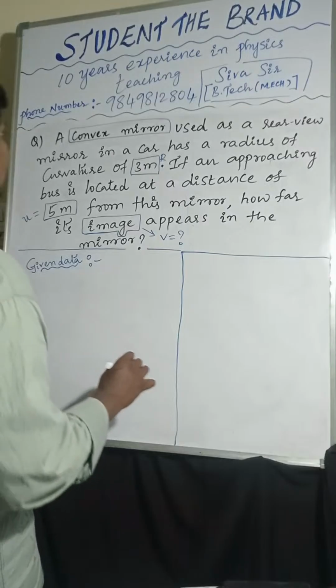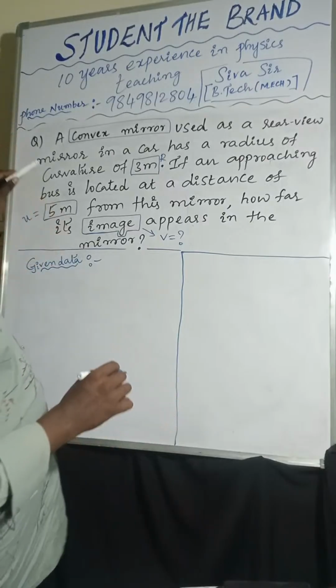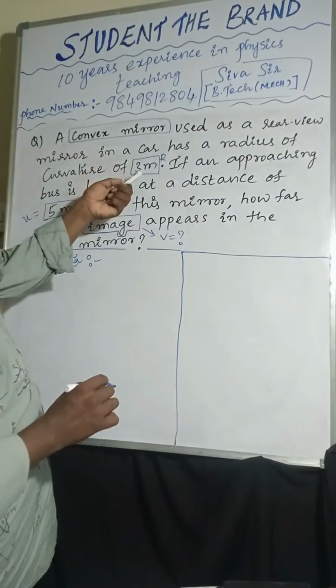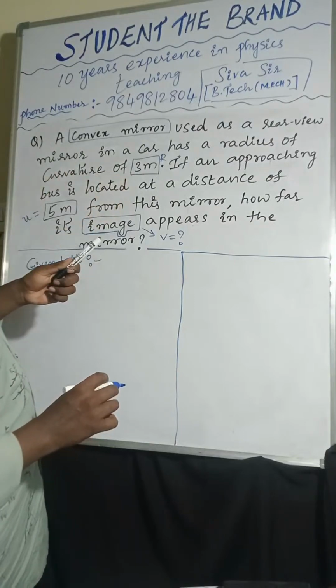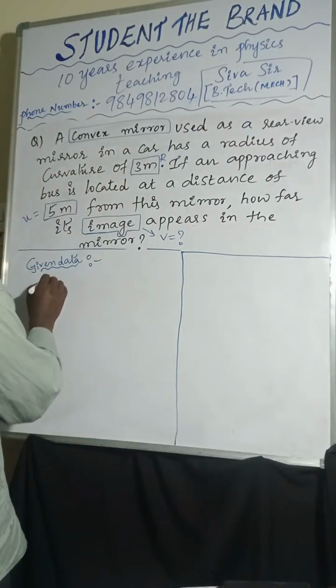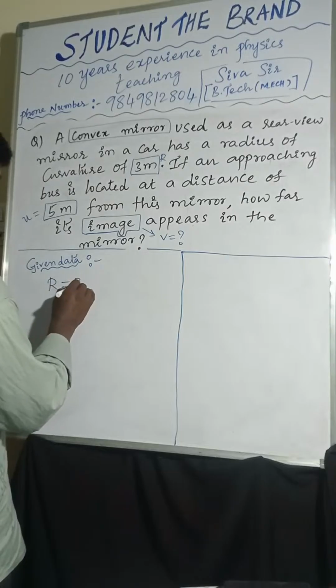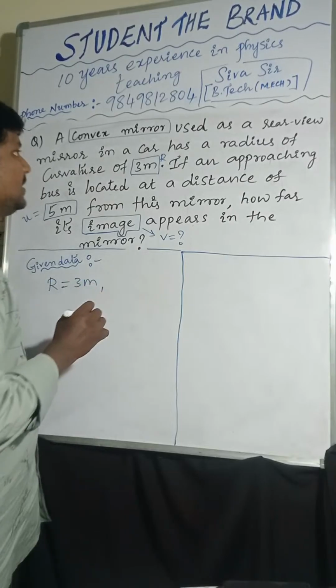Given data. So here in this problem, what is the given data? The radius of curvature is given. What is the radius of curvature? The radius of curvature is 3 meter.